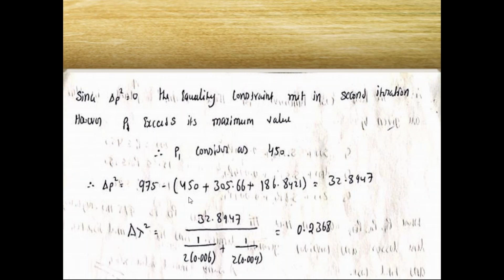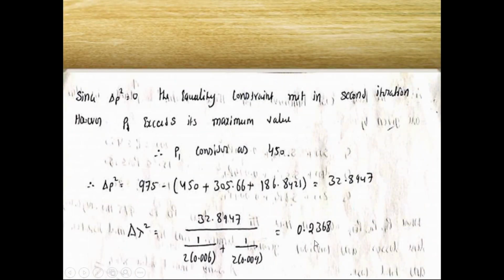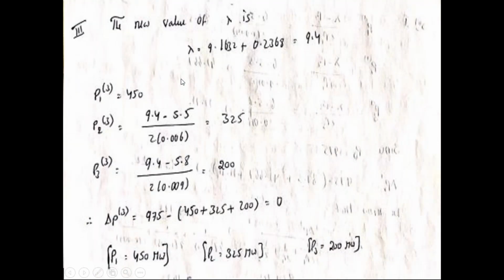See, I'm updating the lambda. But in this problem, I'm not considering power plant 1. Why? Because I have already fixed plant 1. So I'm considering only plant 2 and plant 3. So in case 3, after getting this update of 0.2368, I have to add this previous value. So that value is 9.4. So this is the value in case 3.